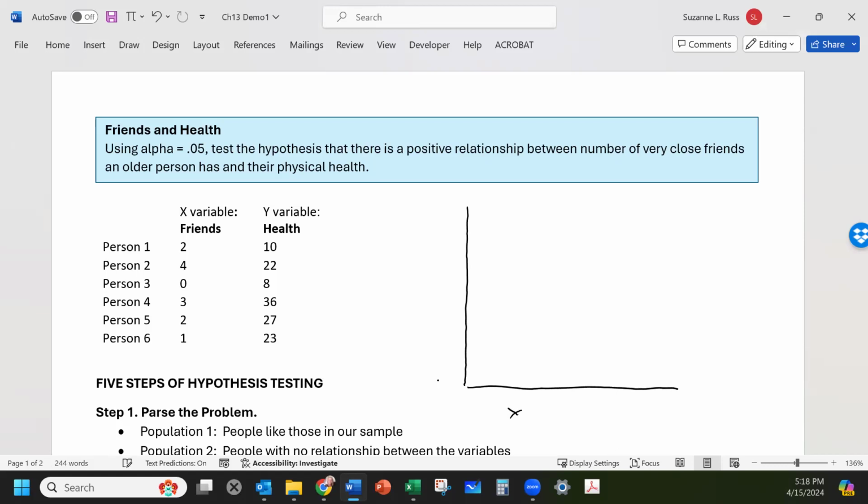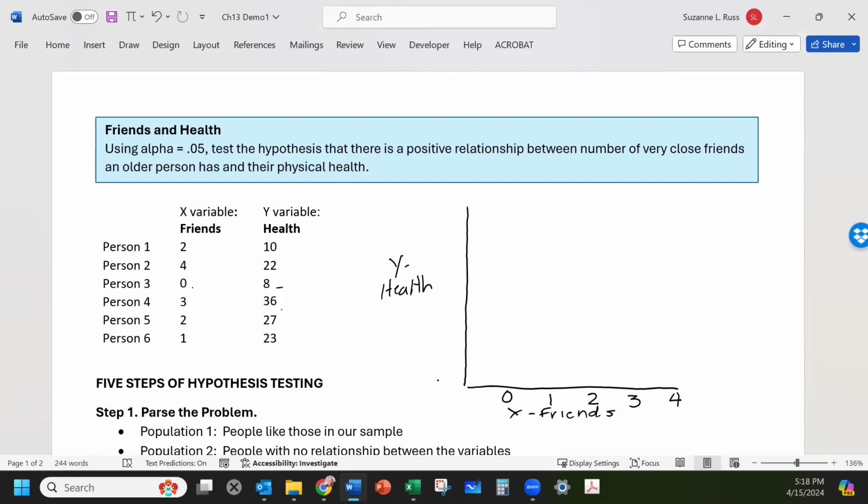We'll write our friends here. And we'll write health here. The number of friends ranges from 0 to 4. So I'll start with the 0 down here. I'll put the 4 up here and divide evenly to mark our data points. 1, 2, 3, 4.